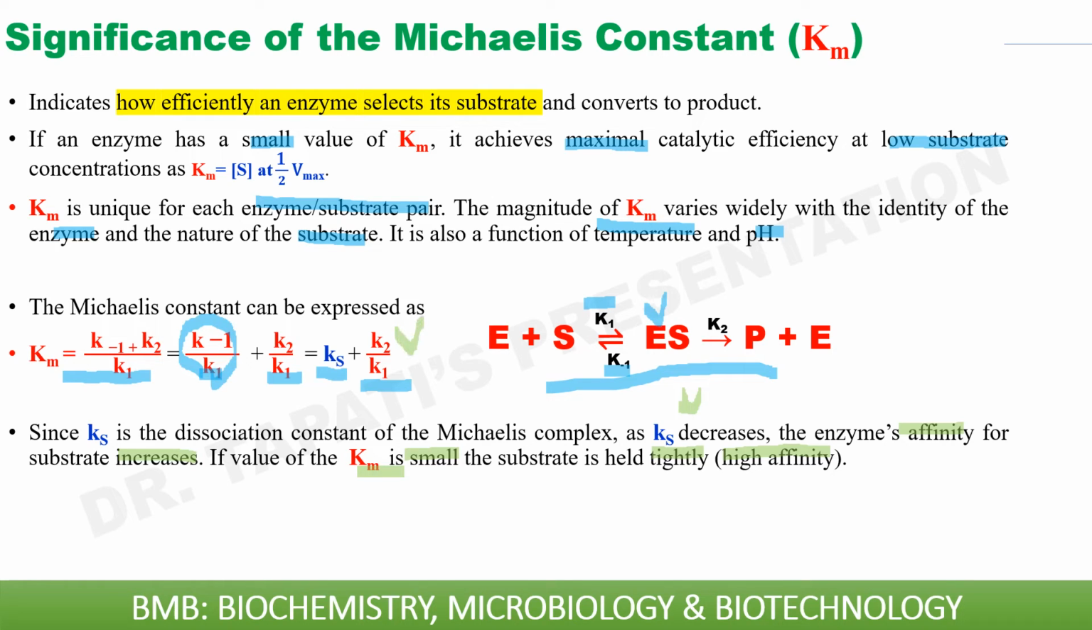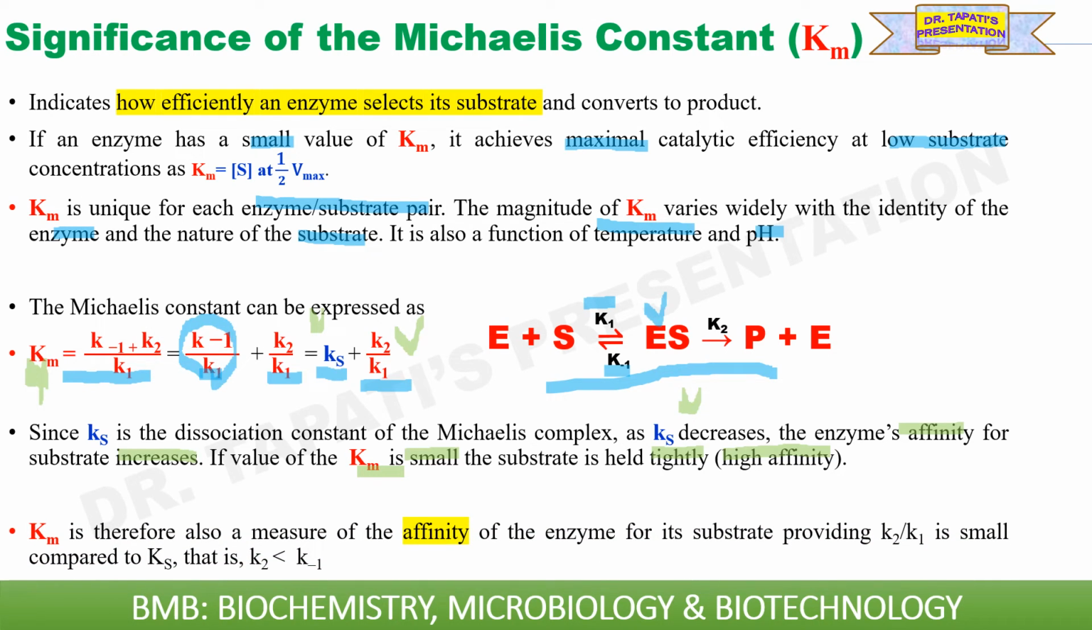From this equation, you can see clearly that if Ks value is decreased, then Km will be decreased. As Ks is the dissociation constant, if Ks decreases, the enzyme's affinity for substrate increases. Therefore, if you see a decrease in the Km value, that means the substrate is held tightly, with high affinity, in the enzyme-substrate complex.